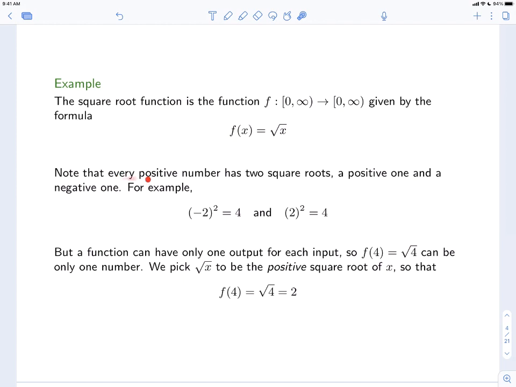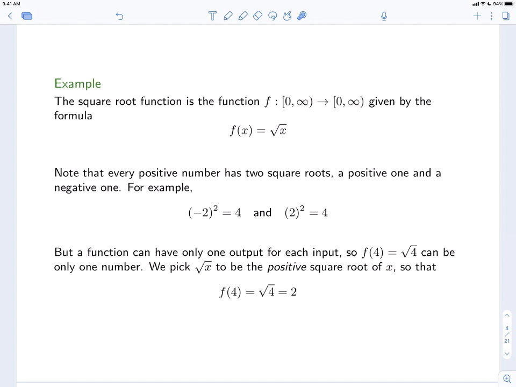Every positive number has two square roots, a positive one and a negative one. So for example, negative 2 squared is 4, and positive 2 squared is also 4. So that means this number 4 has two square roots, positive 2 and negative 2. But a function can have only one output for each input. So that's why when we write down f at 4 equals the square root of 4, or radical 4, it has to be just one number.